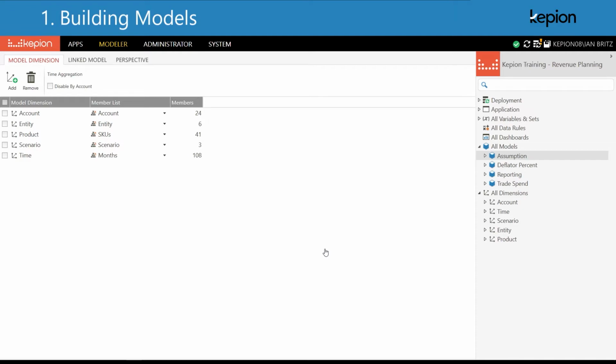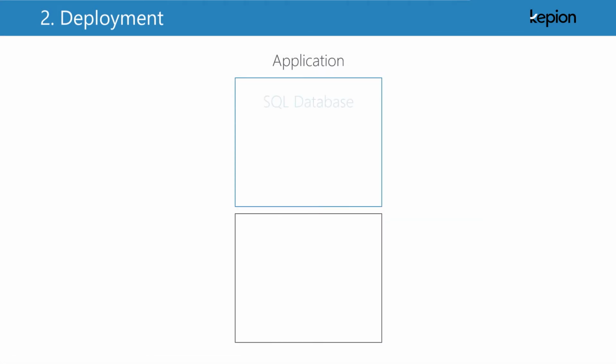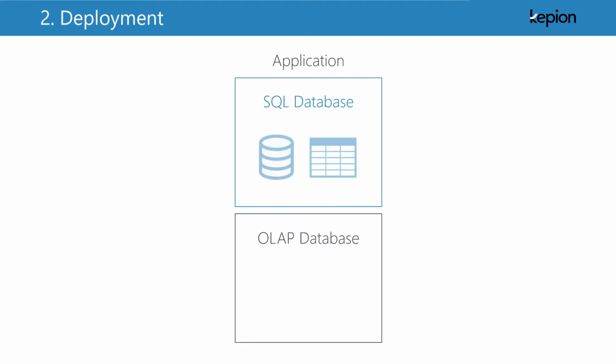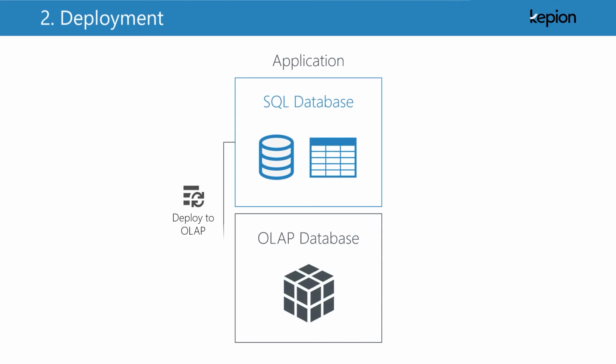Now we need to deploy the application. Deployment is necessary whenever we make any structural changes to the application. Kepion uses a SQL database and an OLAP database for each application. The SQL database holds all of the data and configurations for the application, while the OLAP database contains OLAP cubes, which are aggregations of the data. Deployment is the process of dropping and creating the OLAP cubes defined by the models.